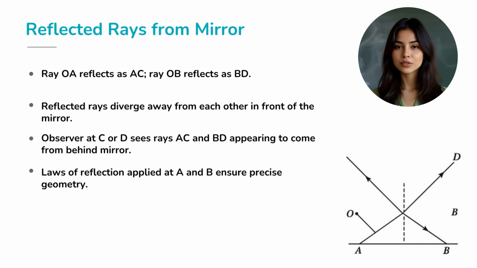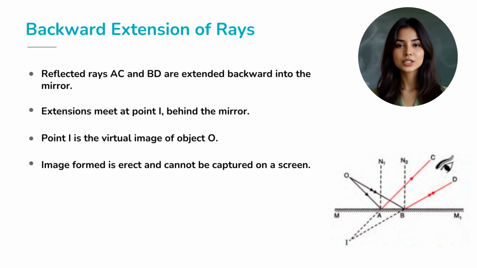So far, we've got two rays bouncing off, but they don't meet in front of the mirror. So how do we see an image? Patience, let's trace them backward. Let's pull out our imagination. Extend the reflected rays AC and BD backward into the mirror like dotted lines. Surprise, surprise, they meet at a point I behind the mirror. That's our image of O.